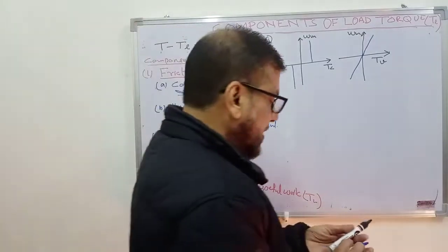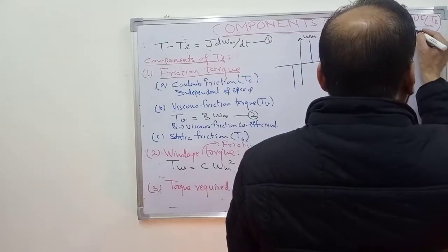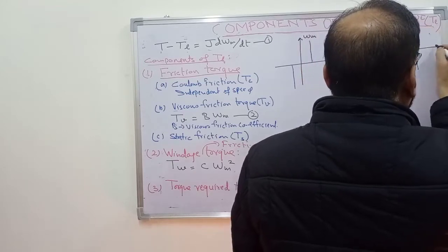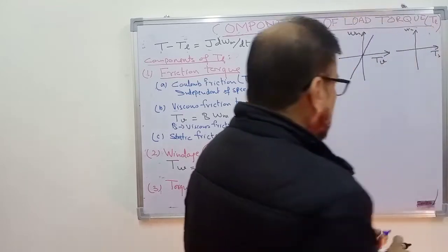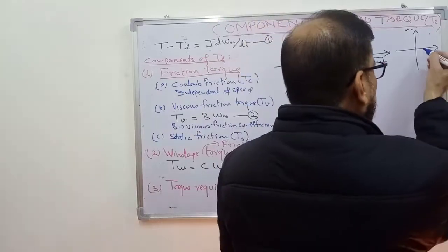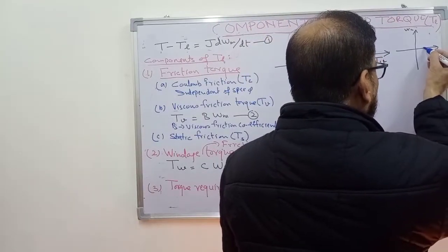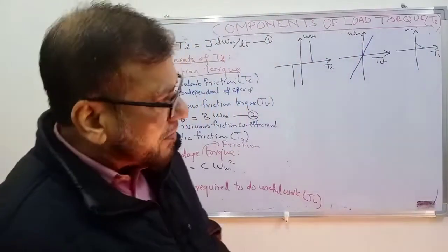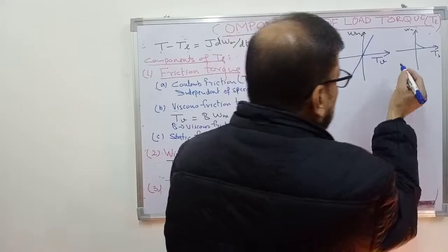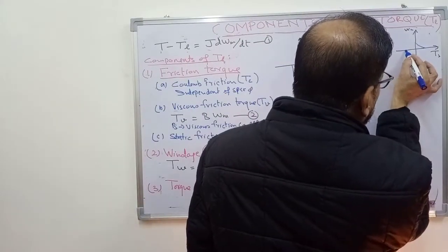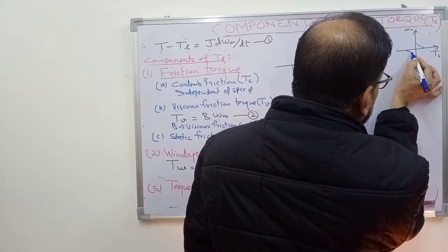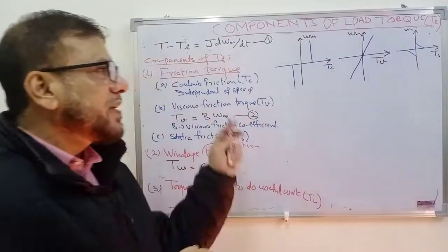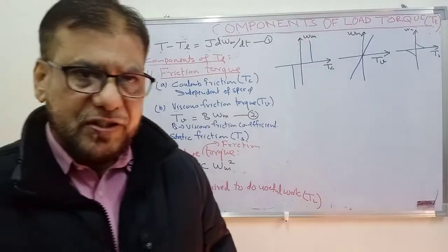If I show it on the graph, it will look like this. The speed here, and this is static friction. So this is present only at zero speed. As the speed increases, this reduces and vanishes at certain speed. Similarly, in the negative direction also, it is present at zero speed. As the speed increases, it decreases and vanishes at certain speed. So these are the three components of the friction torque.